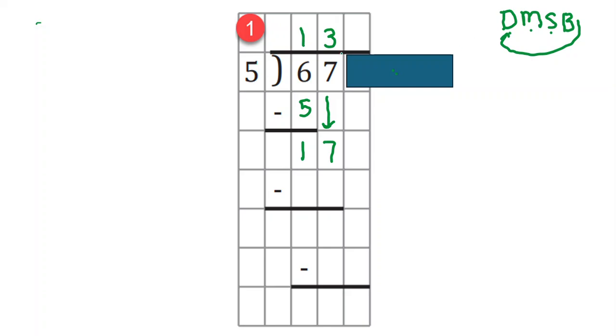Now I'm going to multiply. I'm going to take this 3 right here times that 5 right here. That's part of the quotient times the divisor. 3 times 5 is what?